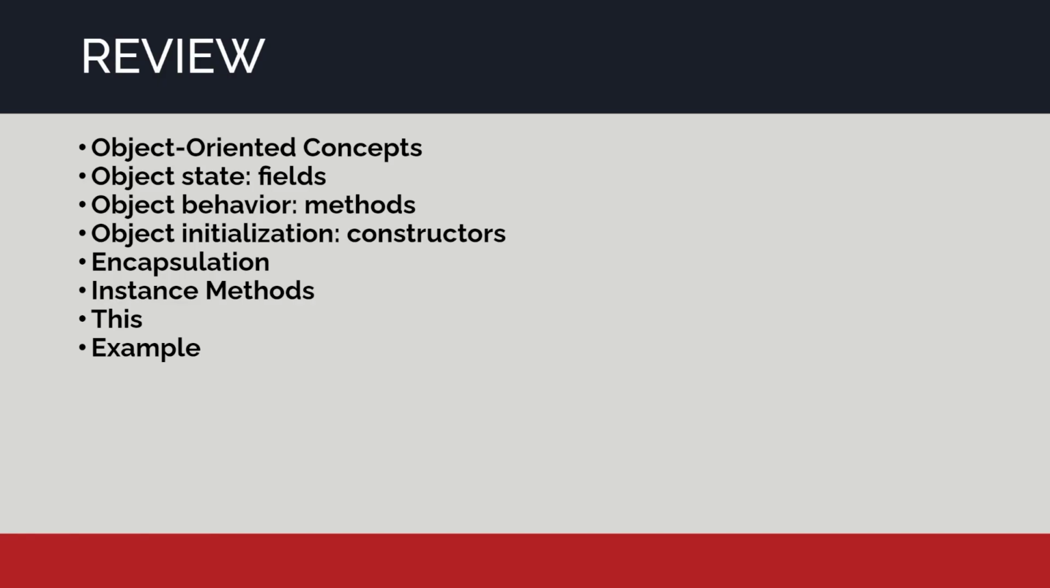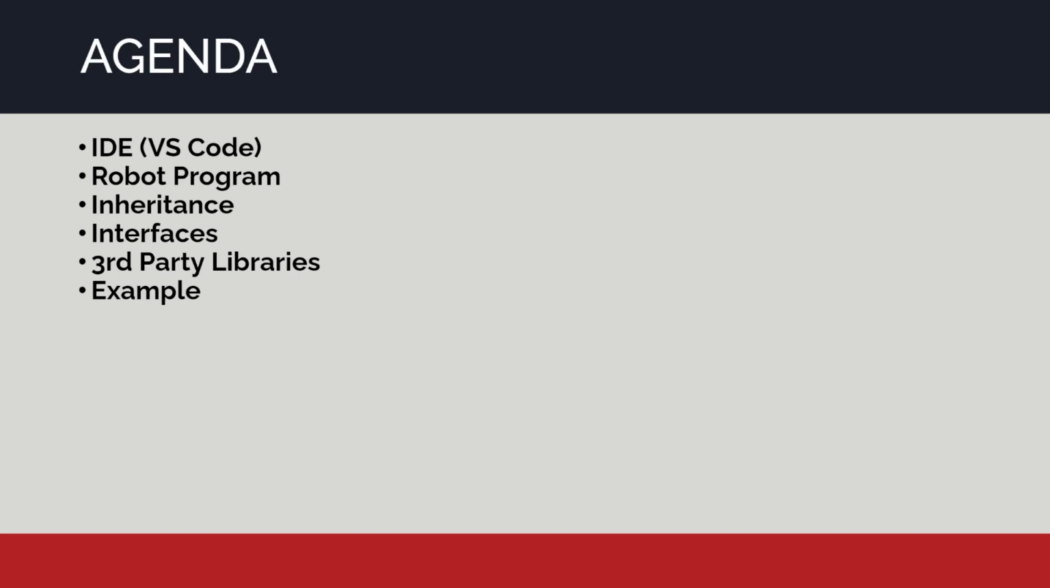All right, so what are we going to talk about today? We're going to talk about using the IDE, the shiny new IDE that we installed, VS Code. In fact, it's a special version of VS Code, but we'll get to that. And then we'll talk about creating a robot program from scratch. And in the process of doing that, we're going to go through a couple of important concepts: inheritance and interfaces. And it's also essential to accomplish our task that we talk about third-party libraries. We'll have an example, but it isn't going to be at the end. It's going to be something that's interwoven as we learn about all of these concepts.